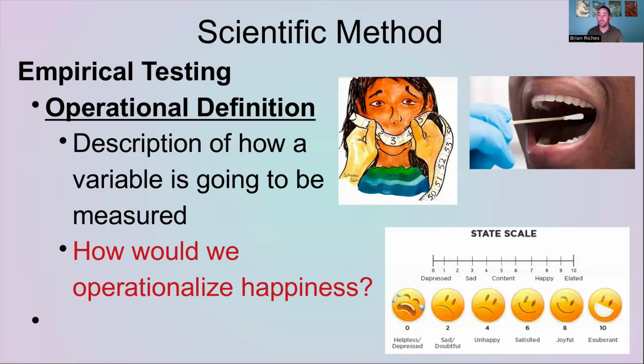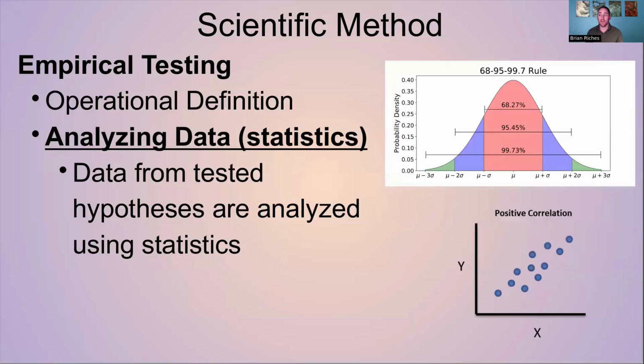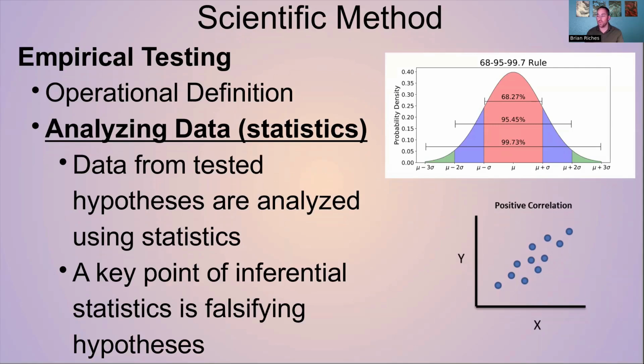All right, so that is operational definition. How do you measure happiness? That is what the operational definition is. Another big part of empirical testing is analyzing the data. Now that you've got your data, whether it's from an interview, whether it's from a skin cell swab, if you've got survey data, whether you've been making observations, you need to analyze that and then do those analyses to see if you have a result. So a key point in analyzing data is inferential statistics. The key word here is infer. So we are inferring things about people based on our results.